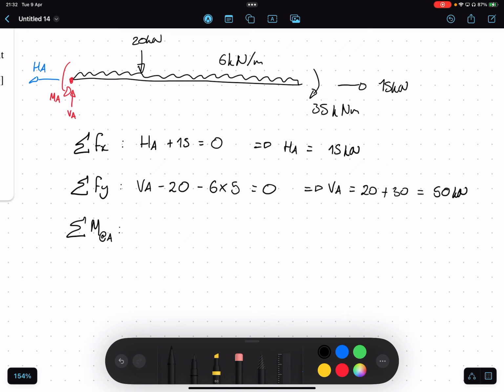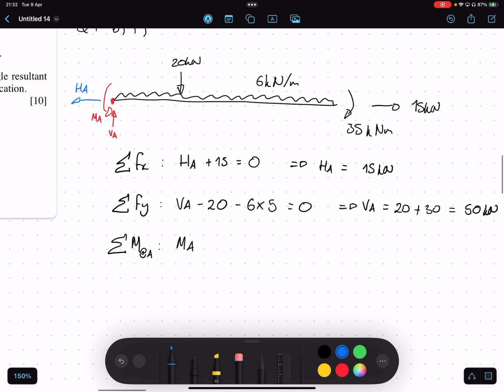So finally, we have MA here. And then we are going to be multiplying that by, given that 20 is that by 2 meters and is acting in the opposite direction. If we have a look, we have 20 acting downwards. So our moment caused by the 20 kilonewton force is going to be acting in the clockwise direction. So we're going to have negative 20 multiplied by 2.